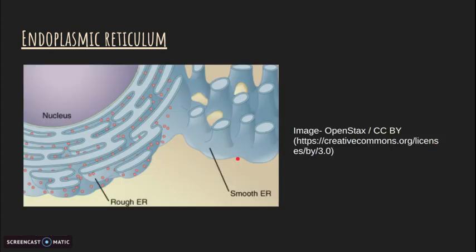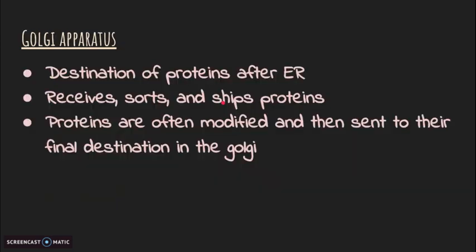This is an image of the endoplasmic reticulum. We have the rough ER right here, and we can see that there are little ribosomes attached to it. And this is the smooth ER. You can also see that the endoplasmic reticulum is right next to the nucleus. That way it can transport proteins really fast between those two.